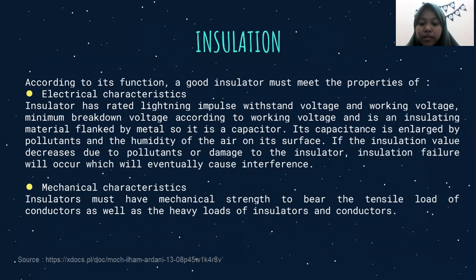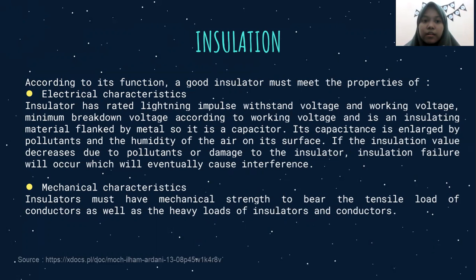Okay, next classification is insulation. Insulation serves to isolate the part that is under tension from the non-voltage part, during normal continuous operation and during surges, including lightning, inside the transmission line. According to its function, a good insulator must meet the properties of electrical characteristic and mechanical characteristic.